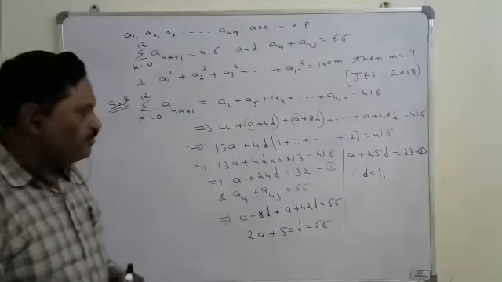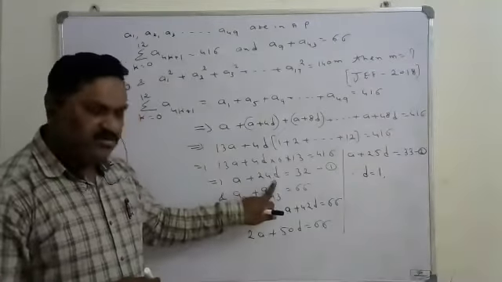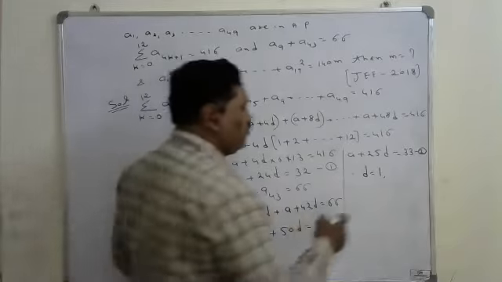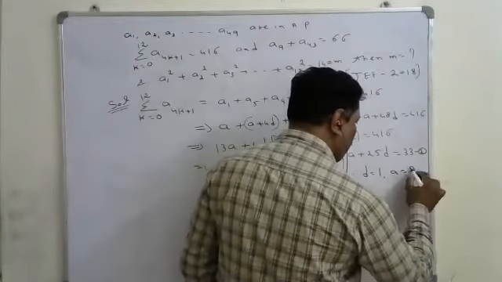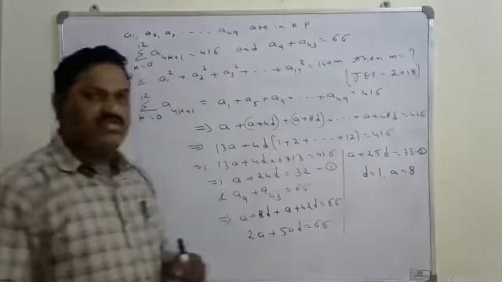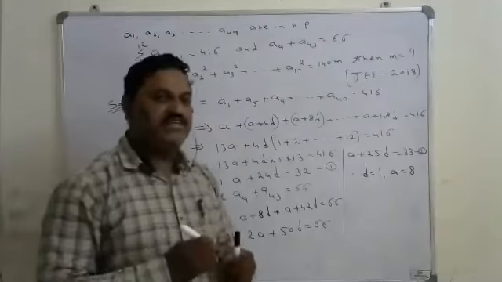And what is the value of A? Keep D equal to 1 here. A is equal to 8. So this is the first term, and the common difference we got.